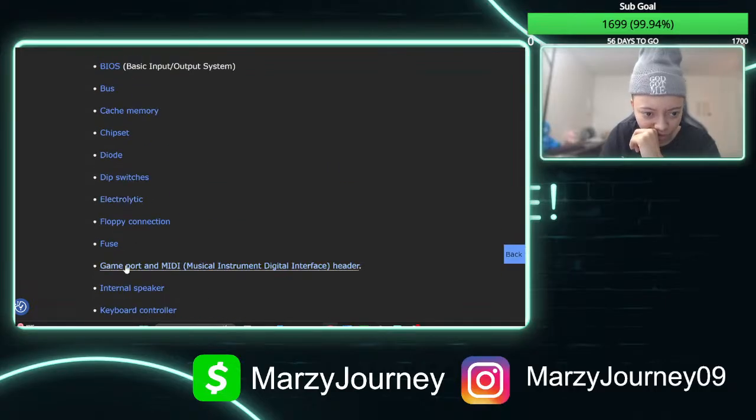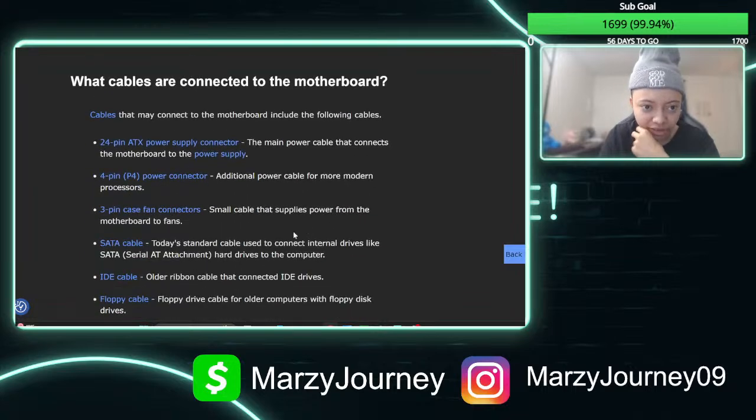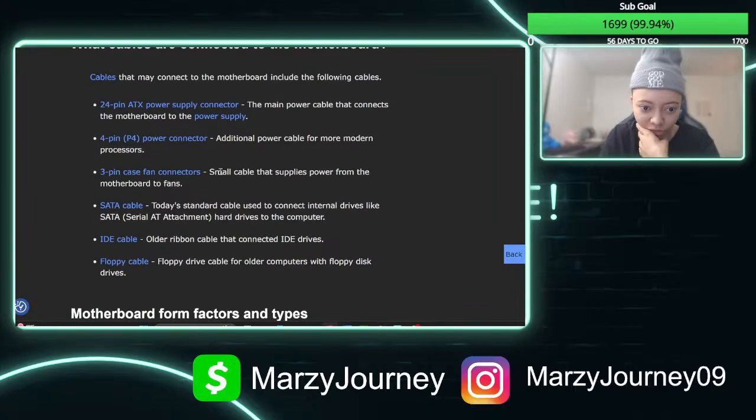This is the older stuff, so floppy connection, cache memory. Then, that's crazy. What cables are connected to the motherboard? This is actually something I do want to know. So let me take notes of these, because I feel like it wouldn't make sense to take notes on the cables if I'm not going to see the cables.